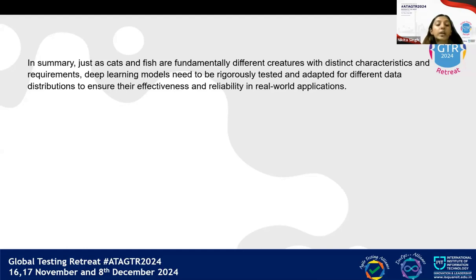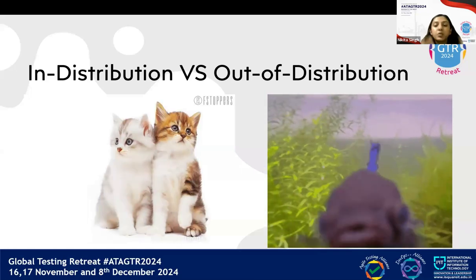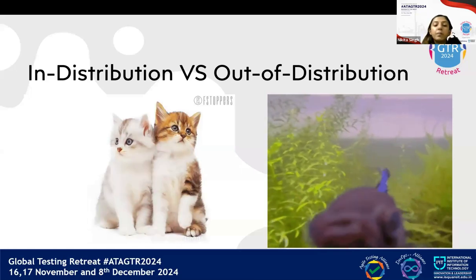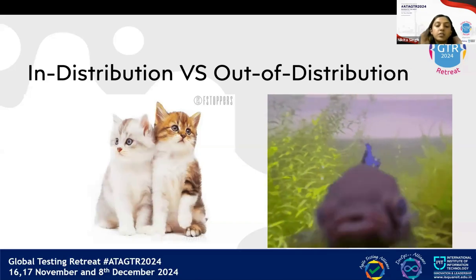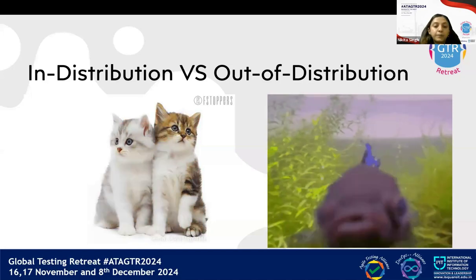As I have already told, deep learning models need to be rigorously tested. If you want them to work, you need to test thoroughly and adapt to different data distributions to ensure efficiency and reliability in real-world applications. Okay, so let's understand the terms in distribution and out of distribution. What do I mean by in distribution and out of distribution? Suppose in distribution is my cat and out of distribution is my fish.